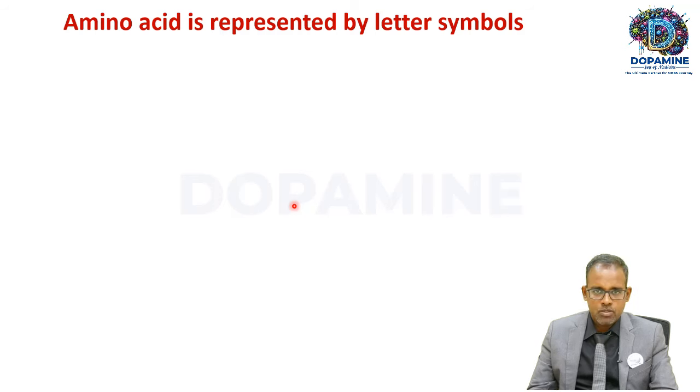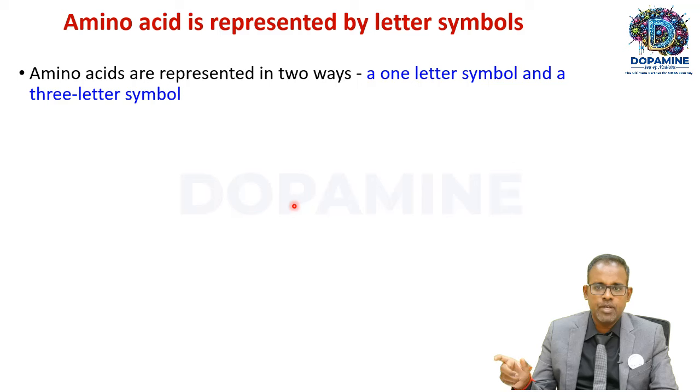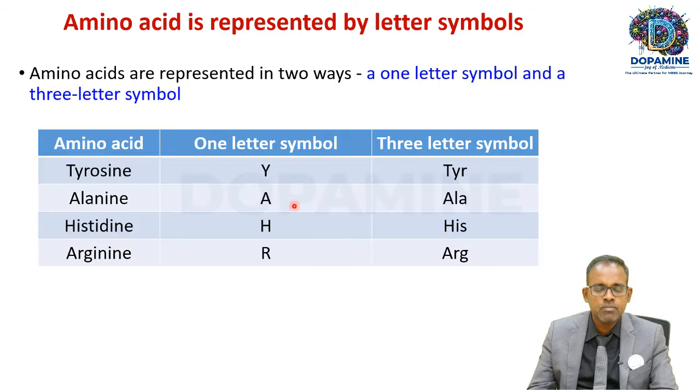Okay, fine. So each amino acid is represented by symbols using letters. It can be either a 1-letter symbol or a 3-letter symbol. For example, tyrosine is represented by capital Y, or it can be written as TYR. Alanine can be written as A or ALA. Histidine as H or HIS. Arginine as R or ARG. So this is the system of representation of amino acids, either a 1-letter symbol or a 3-letter symbol.